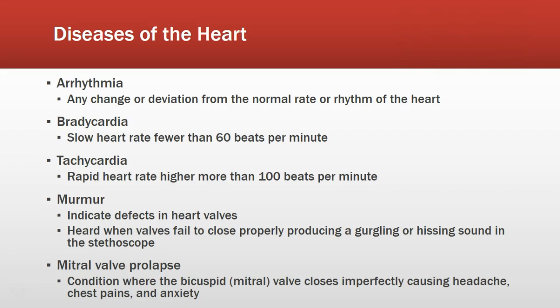A heart murmur has to do with a defect in a heart valve. An example of this would be mitral valve prolapse, where the bicuspid or mitral valve doesn't close correctly and it prolapses up into the atria, which means it's just not closing off, and so blood flows back into the atria, so it can cause headache and chest pains and anxiety.